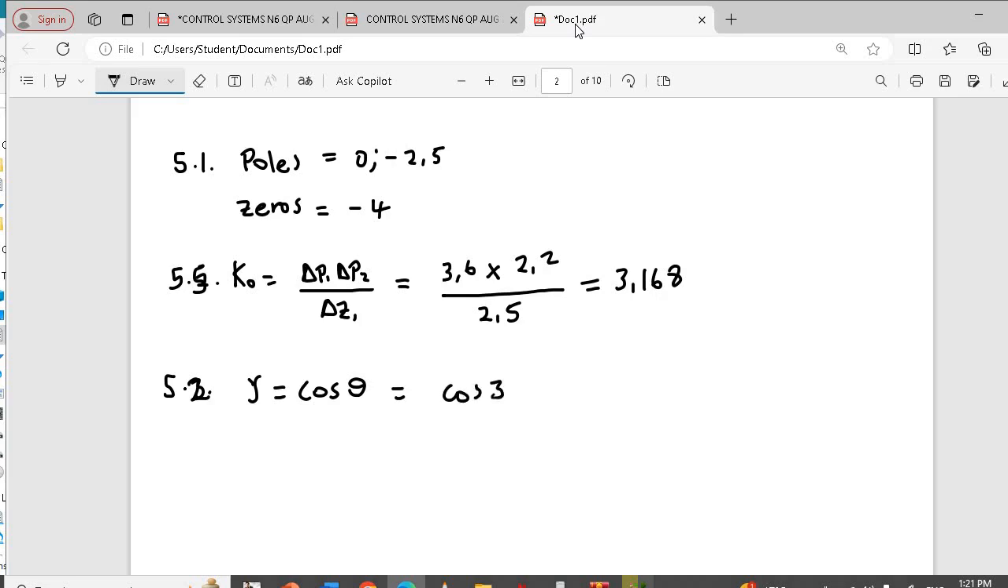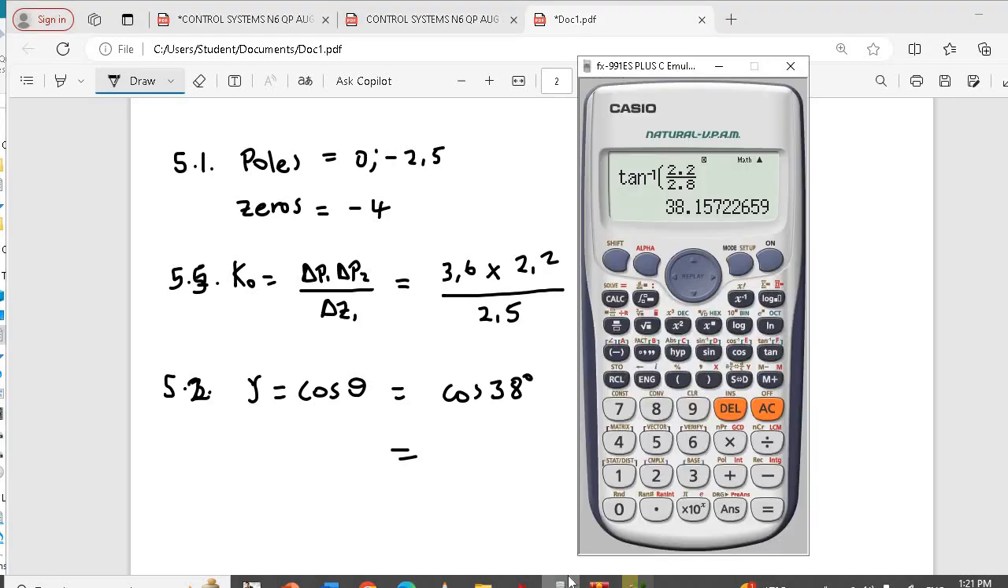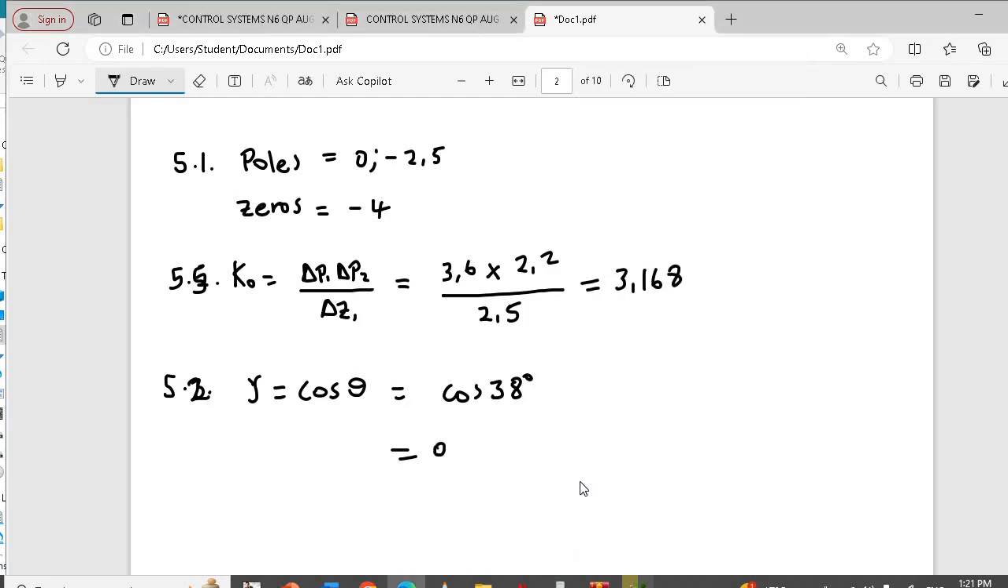Remember, you are supposed to measure that angle. So this is cos 38 degrees. Now you put that in the calculator, because they're going to give you 1 mark for the angle and 1 mark for the answer. It says 0.788.